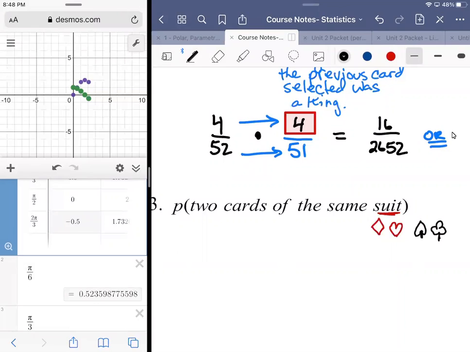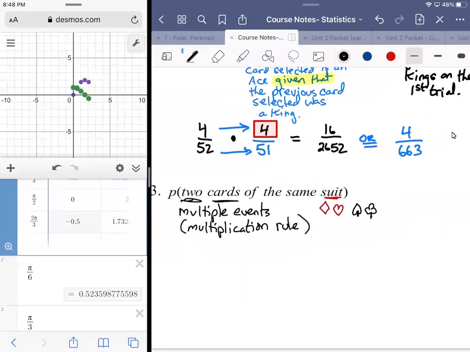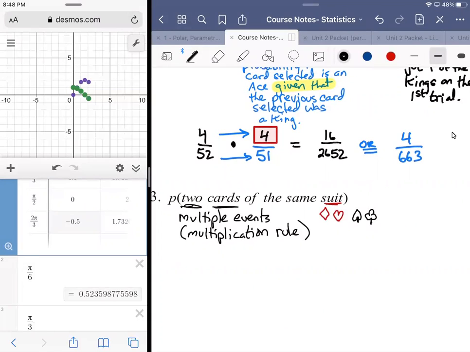So we're looking at 2 cards of the same suit. That's the multiple events. So therefore, multiplication rule. Okay. So we have a little bit of uncertainty here, because you say 2 cards of the same suit, and the response might be, well, which suit are we talking about? And the answer to that is, well, any of them. So what I would have to do is account for each possible way we could have 2 cards of the same suit.